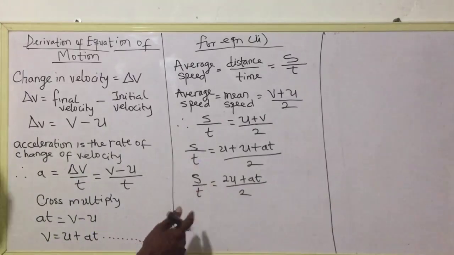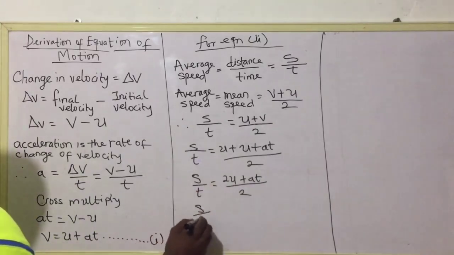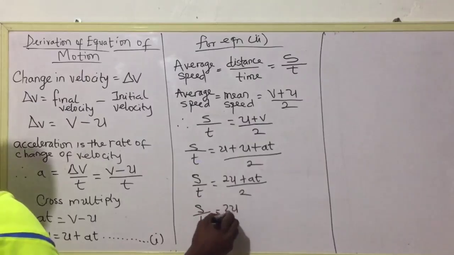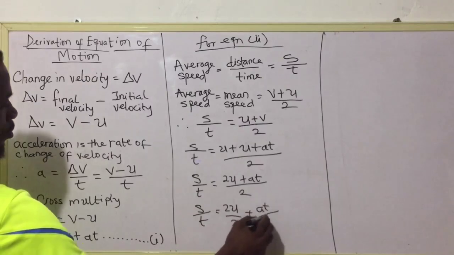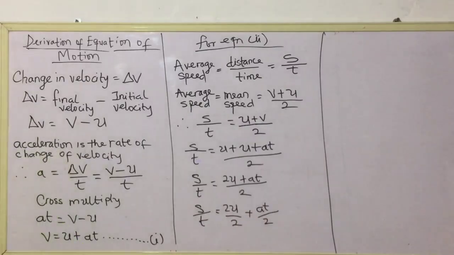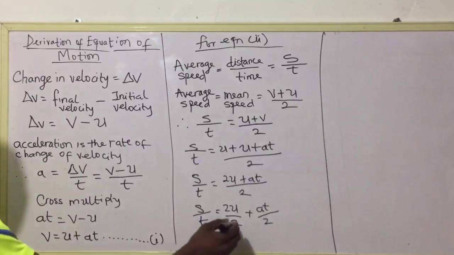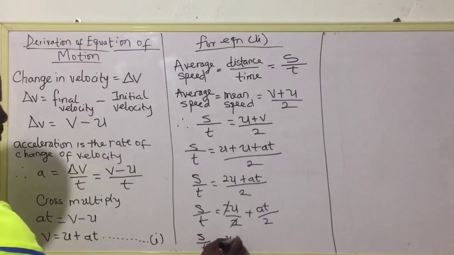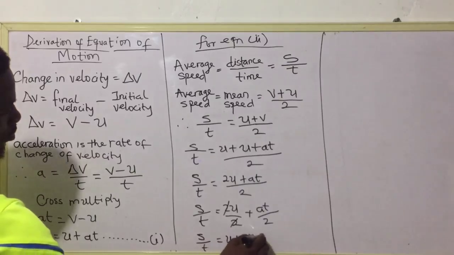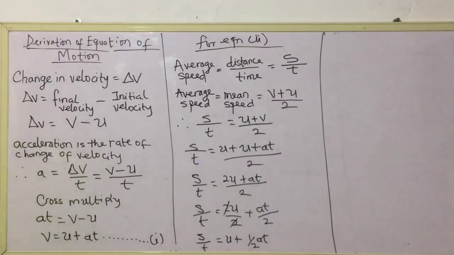Now we can separate this. We can just say s over t is equal to 2u over 2 plus at over 2. Because if we add those two fractions, we are still going to get 2u plus at over 2. Now our 2 will cancel out, and we will be left with s over t equals u plus at over 2, or half at.